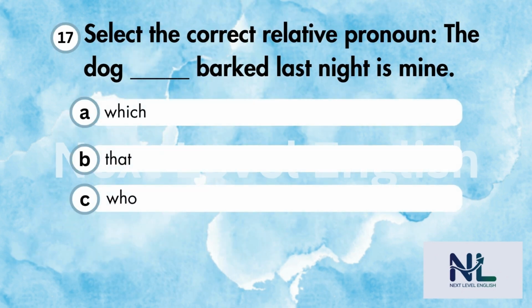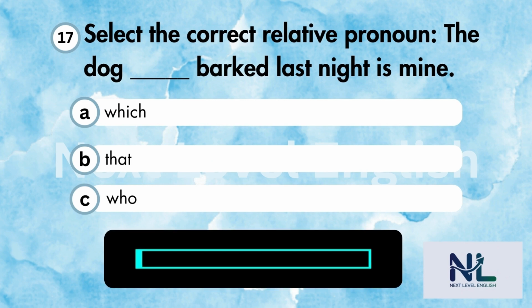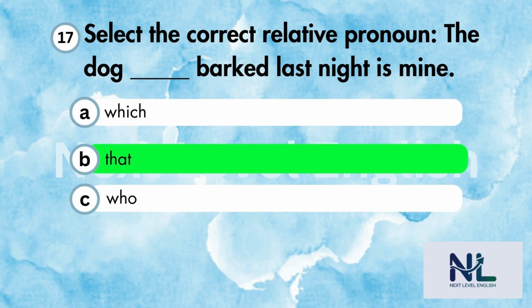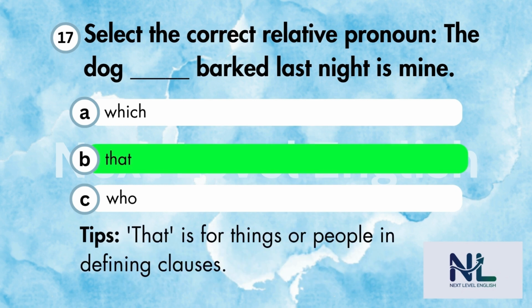17. Select the correct relative pronoun. The dog barked last night is mine. That. Tips: that is for things or people in defining clauses.